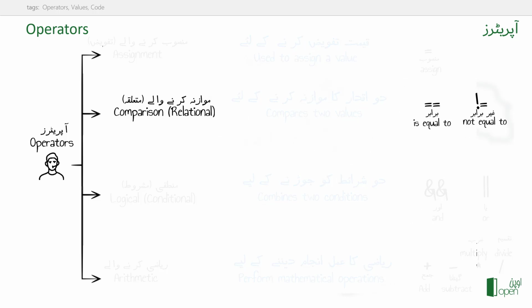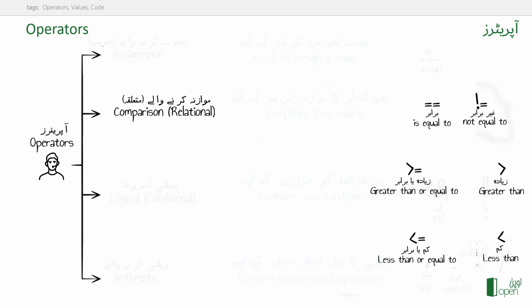Before I go any further, I want to mention 4 other comparison operators: greater than or equal to, less than or equal to, greater than, and less than. Each of these 4 operators apply to numeric values only.